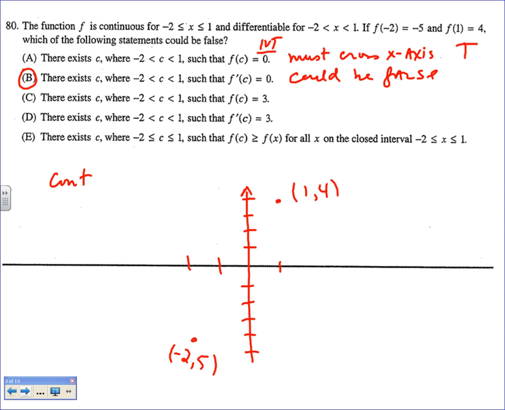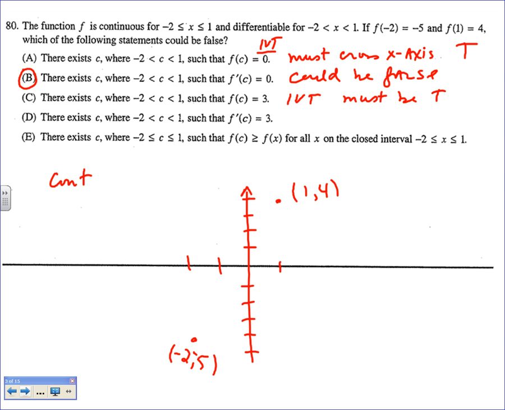Letter C says there's a c between negative 2 and 1 such that f of c equals 3. Well, somewhere in there, to get from negative 5, excuse me, I've been having that labeled wrong all this time, from negative 5 up to 4, somewhere it's got to be 3. Again, that's the IVT, and that must be true.